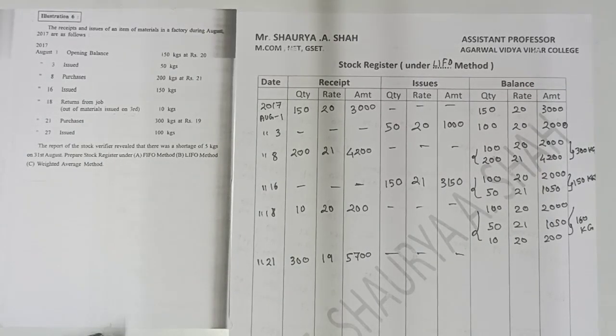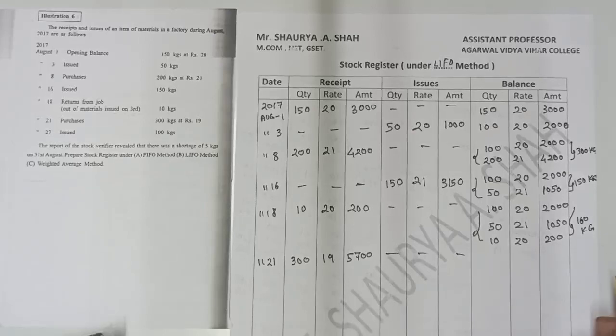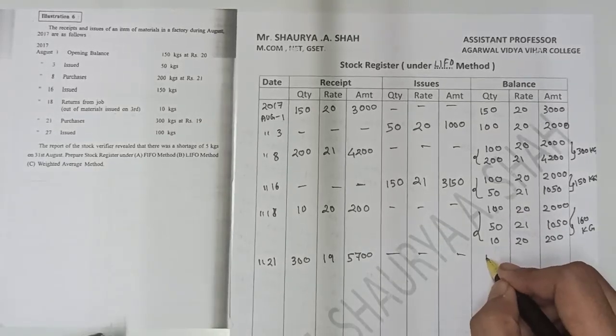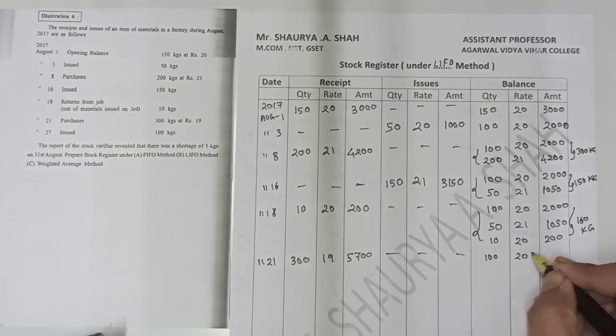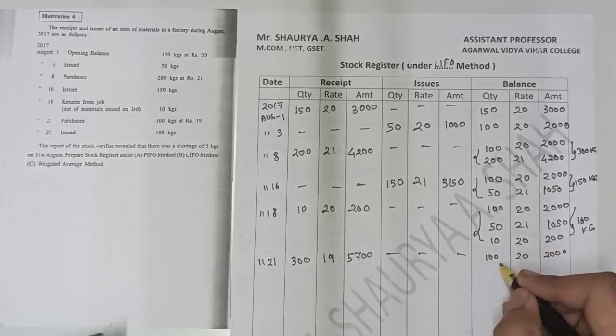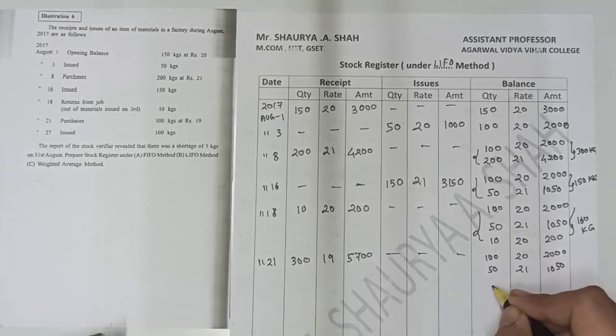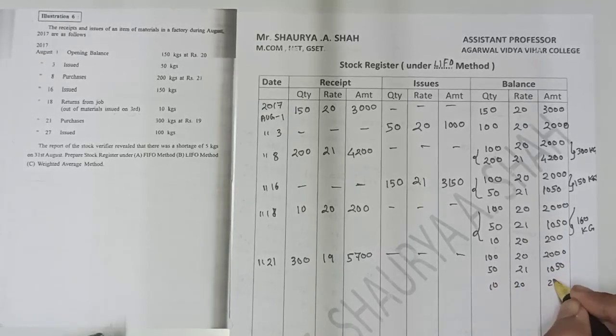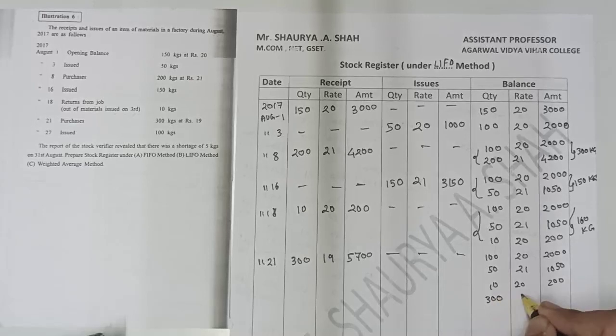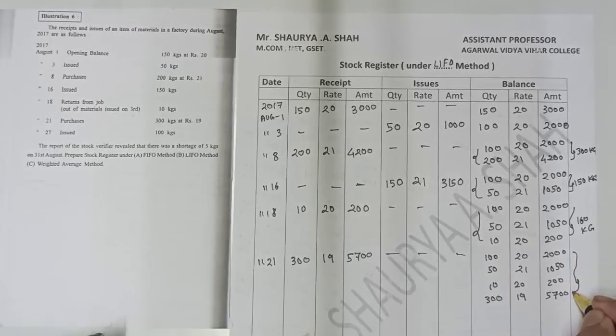Now your closing stock, students, will comprise basically four things, right? So four you need to write down here. Same thing you need to copy down every time, right? Don't be under the impression that we'll write down the total. It will make you confused about the sum. 100 into 20 is 2000, 50 into 21 is 1050, 10 into 20 is 200, and 300 into 19 gives you 5700, right? So what is the total you are having now is 460 kg.